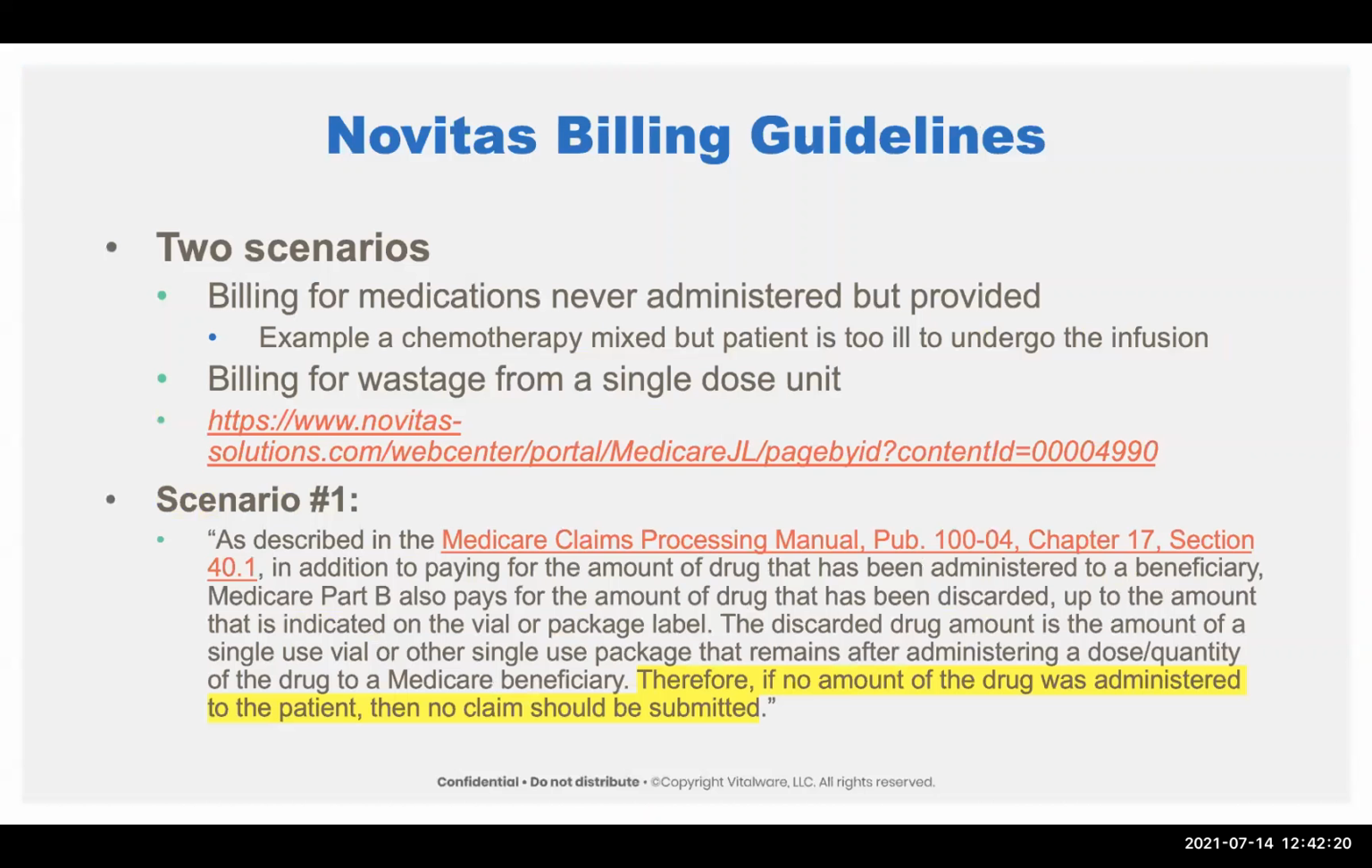So how do we bill for wastage? Well, first of all, I'm going to give you two examples. The first example is medications that were pulled out but never administered, okay? They were dispensed but never administered. And unfortunately, according to Novitas billing guidelines and Chapter 17 of the claims processing, if no amount of the drug was administered to the patient, then no claim should be submitted.